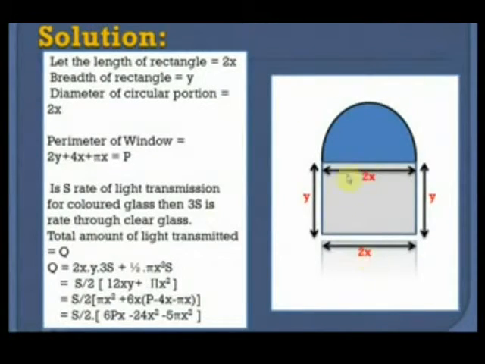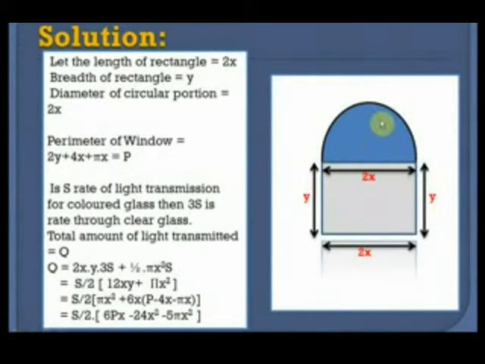Now this represents the entire window. The lower portion is the rectangular portion and the upper one is the semicircular portion. Clearly the lower portion is fitted with the clear glass and the upper portion is fitted with the colored glass. Now let us say that the length of the rectangle is equal to 2x. So this dimension is equal to 2x. Breadth of the rectangle is equal to y. This dimension is y. As this is surmounted on the rectangular portion, the diameter of the circular portion would be equal to the length of the rectangle, which is equal to 2x.